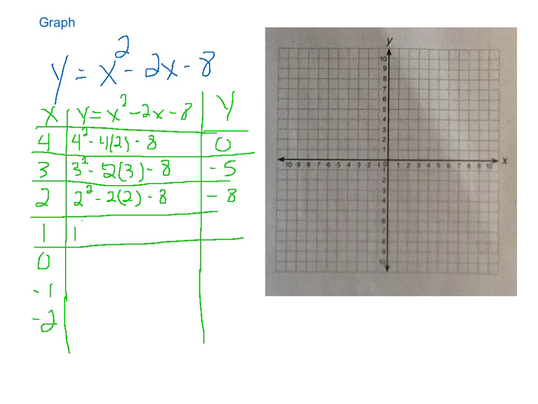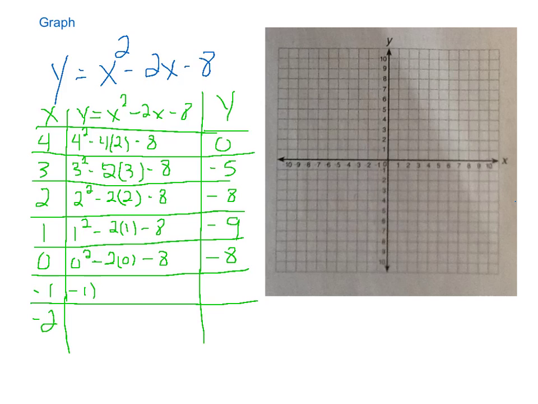If we put a 1 in there, we get 1 squared minus 2 times 1 minus 8. So that gives us 1 minus 2 minus 8, which is negative 9. We put a 0 in there, 0 squared minus 2 times 0 minus 8 is going to give us negative 8.